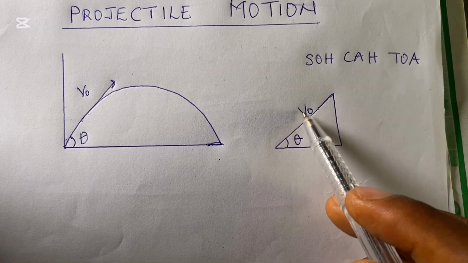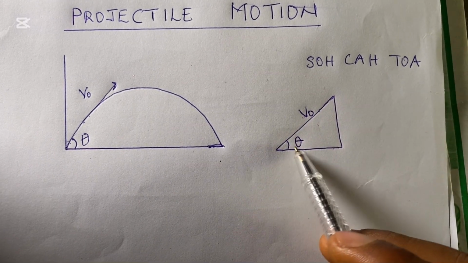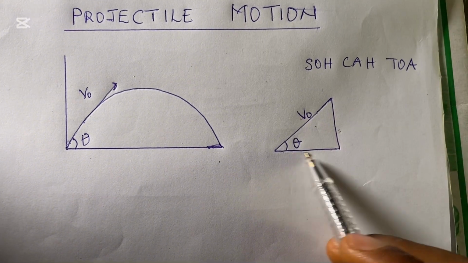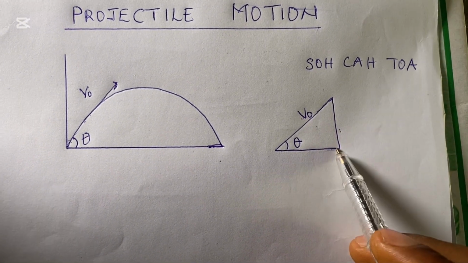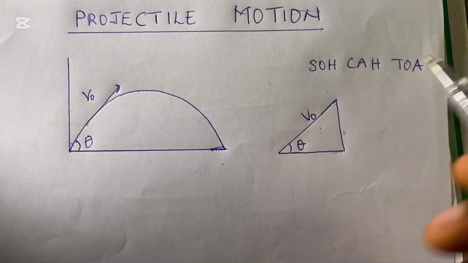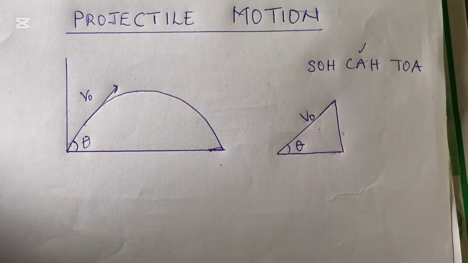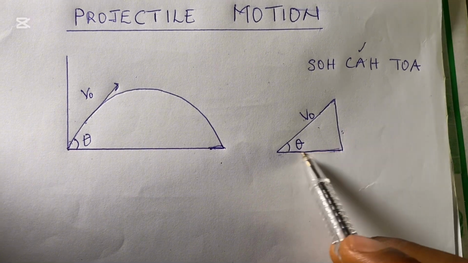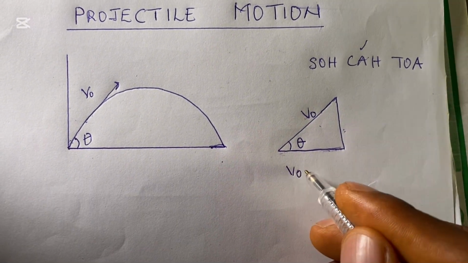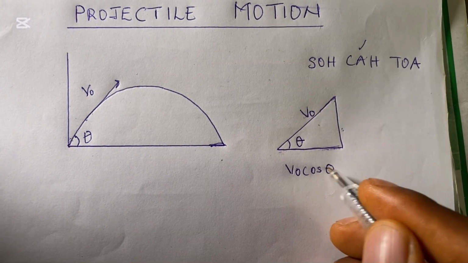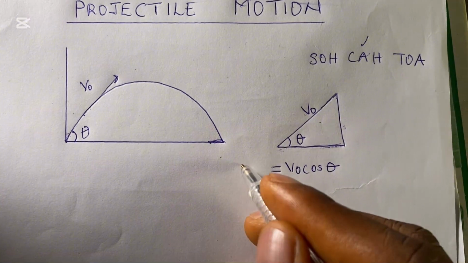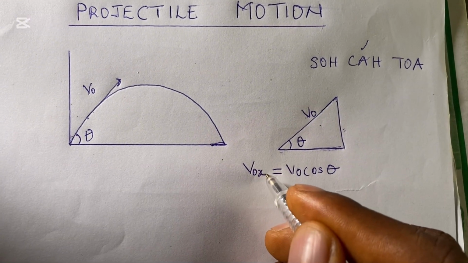Now, the component of this initial velocity on the x-axis: this is the side facing the angle, so this is the opposite, and this is the adjacent, and here is the hypotenuse. Adjacent and hypotenuse, you're going to use cos. So if you want to find the initial velocity on the x-axis, you're going to use v0 cos theta. So this gives us the initial velocity on the x-axis. Let's call it v0x.